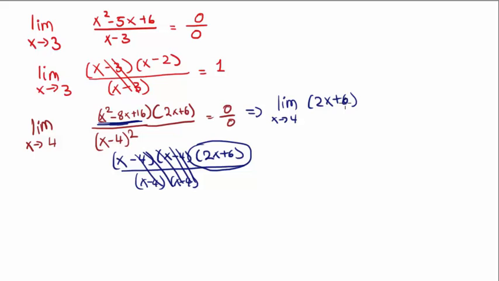And now this is a nice function. Doesn't have any holes, doesn't have any asymptotes. I can just plug in 4. And I get 2 times 4, which is 8. 8 plus 6 is 14. So my final answer is 14.